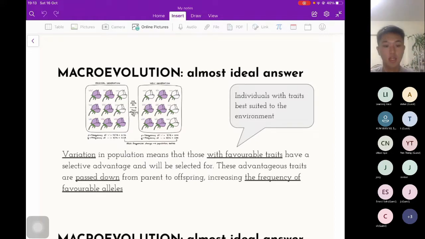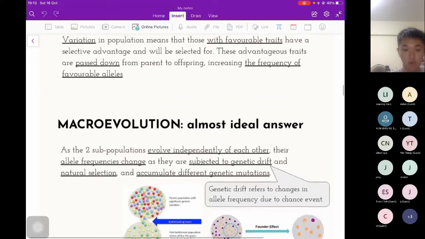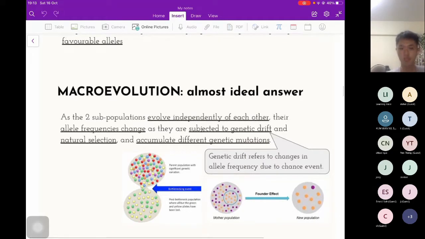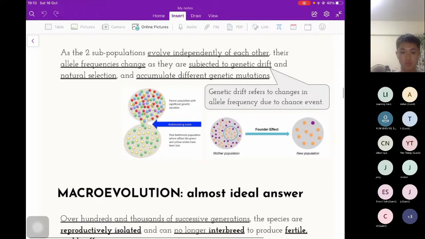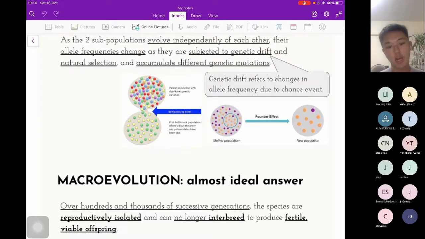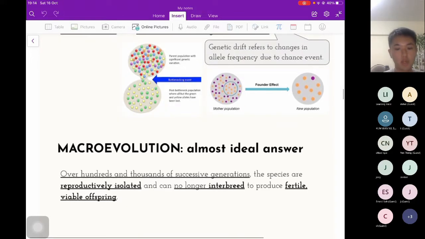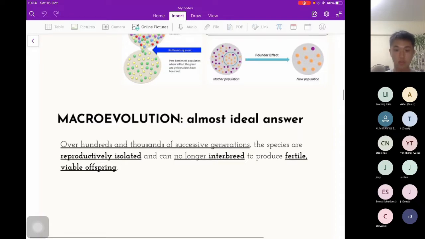Okay, so that's why you always have to say that, yes, number one, there's variation. Number two, it is passed down. Your favorable traits are passed down. These two are where people always forget and always lose marks for. So, as the two subpopulations evolve independently of each other, their allele frequencies change, and they are subjected to genetic drift and natural selection, and therefore accumulate different genetic mutations. And then we go back to the phrase, hundreds and thousands of successive generations, the species become reproductively isolated, no longer interbreed to produce fertile, viable offspring. So the last part is always very crucial as well, because you're linking back to the definition of what a species is.